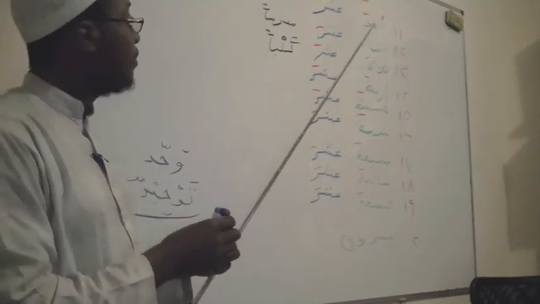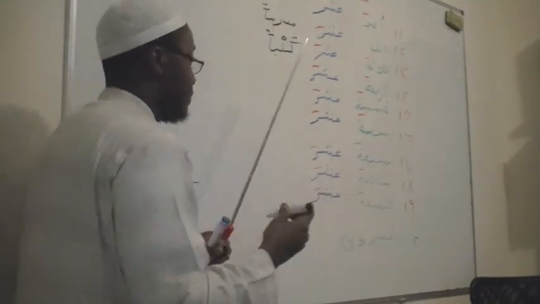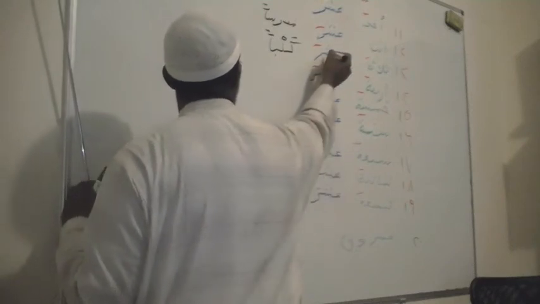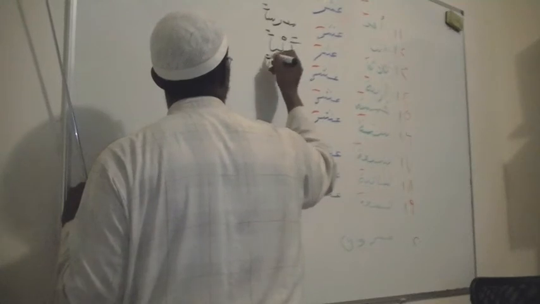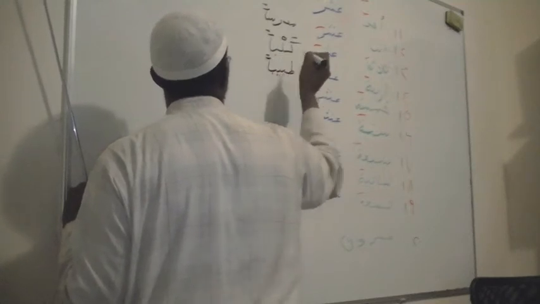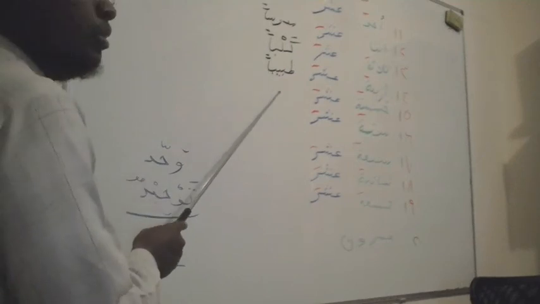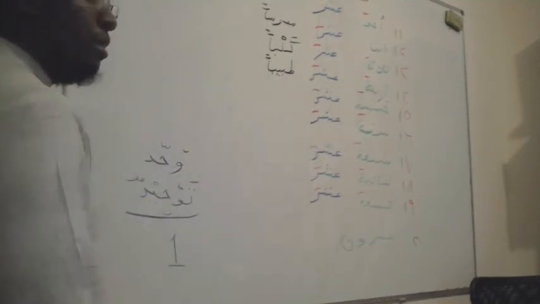So let's have 14 doctors. أربعة عشر طبيبا. أربعة عشر طبيبا. Again, طبيب is masculine, and the first number in the number has to be opposite to that.